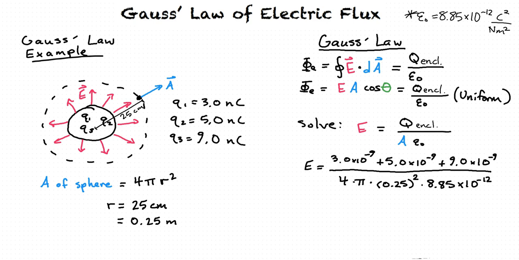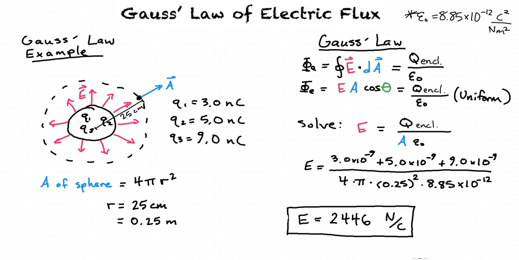So, E equals 3.0 times 10 to the negative ninth, plus 5.0 times 10 to the negative ninth, plus 9.0 times 10 to the negative ninth, all divided by 4 times pi times 0.25 squared times 8.85 times 10 to the negative 12th. After performing this calculation, we find E equals 2,446 newtons per coulomb. This is our final answer.